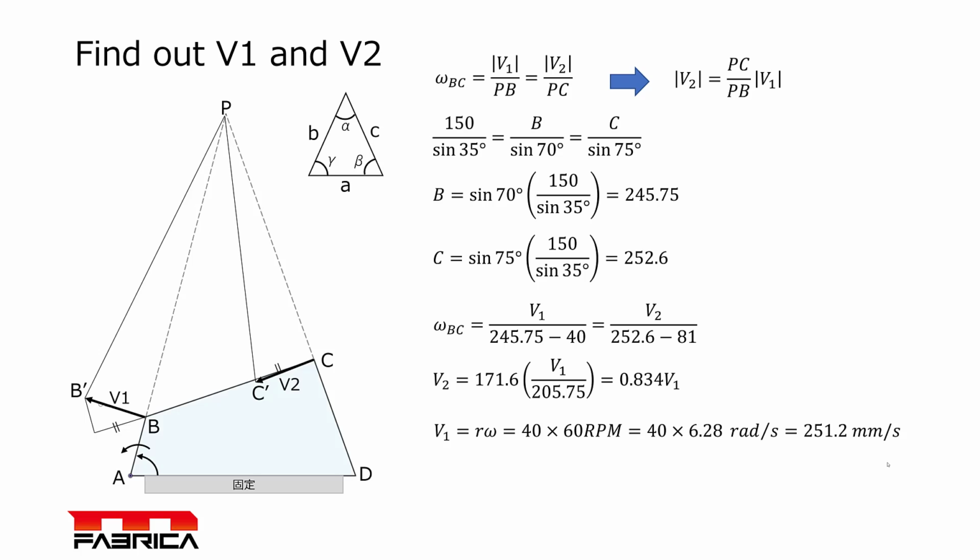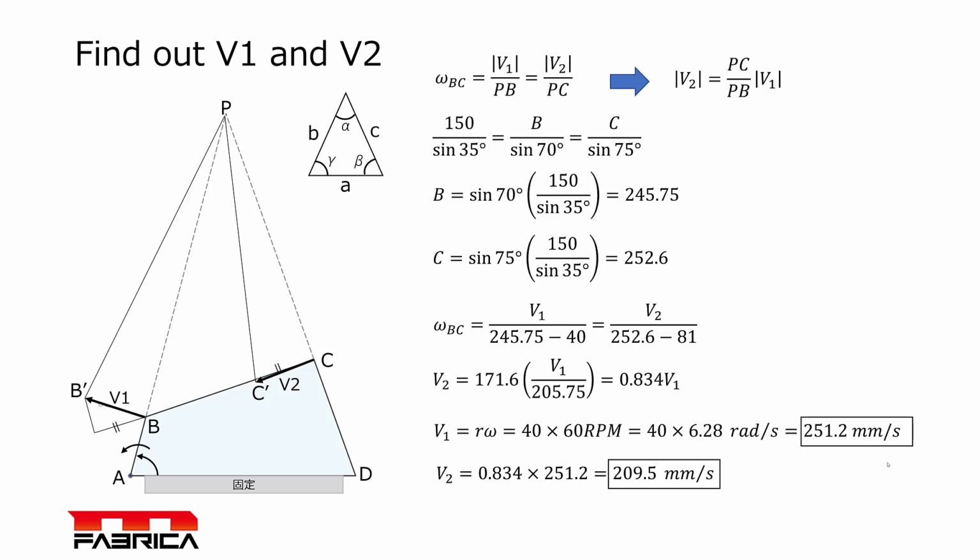V1 is actually R omega. R is 40, omega is 60 RPM. 60 RPM means 1 revolution per second, therefore 40 times 6.28 radians per second. So it will be 251.2 millimeters per second, which is V1. So V2 equals 0.834 times 251.2 equals 209.5 millimeters per second. So we found out V1 and V2 by hand calculation.